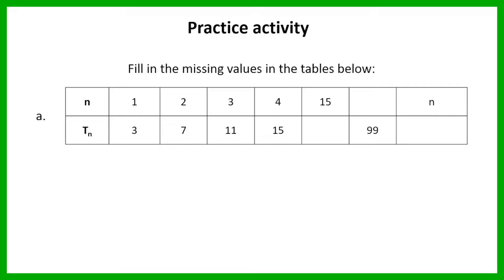So the first one you're going to do, you've got this table over here where we've got 1, 2, 3, 4, 15, and then an unknown, and then n. And then in our tn row, we've got 3, 7, 11, 15, then blank, and 99, and blank. So you need to fill in these blank blocks over here. First, I recommend finding the nth term, so finding out what is the rule for this pattern, and then using that to help you to work out the 15th term, and to work out which term in the pattern is equal to 99. I'm going to give you 2 minutes to work on this.